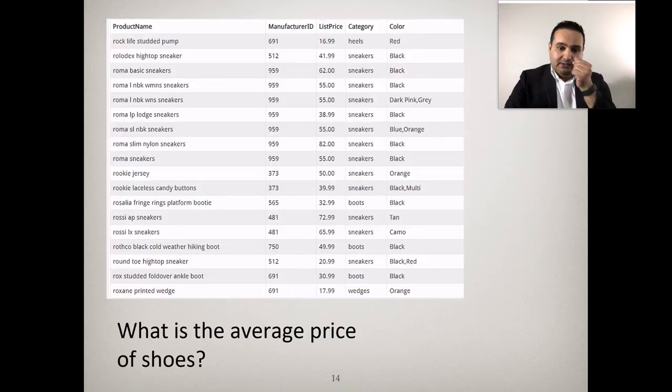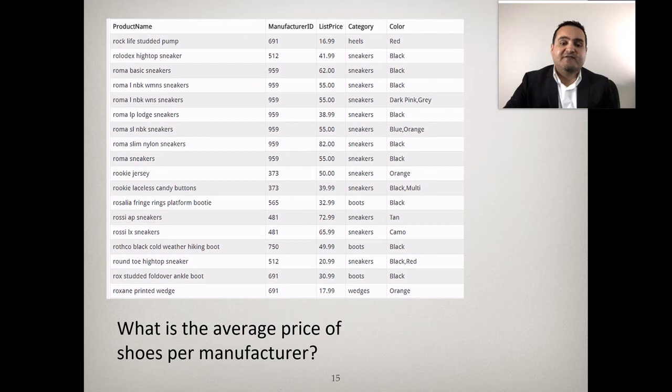All right, so now let's think about this one. This is a table that has values in it, and the question is, what is the average price of shoes? So it is the average of the list price, or average list price. I will say select average list price as average price from whatever this table is. Actually, the name of the table is product.